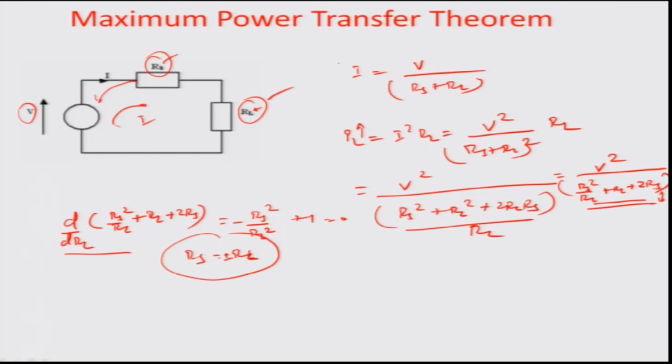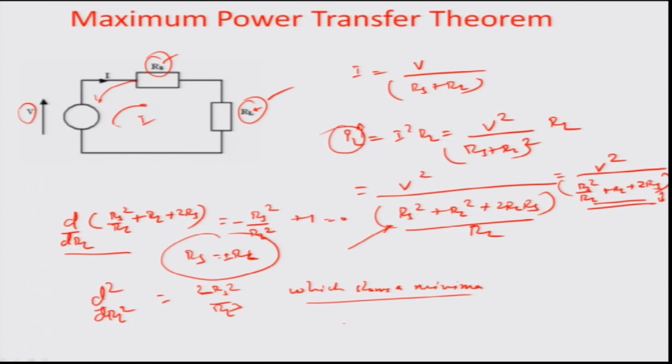Obviously, if I do a second derivative here with respect to RL, we are able to see that what results is actually a positive term, 2Rs^2/RL^3, which shows that we are dealing with a minimum point. So, for the minimization of the denominator term here, the power is obviously the highest, and the highest power transfer takes place for this condition, Rs equal to plus or minus RL.